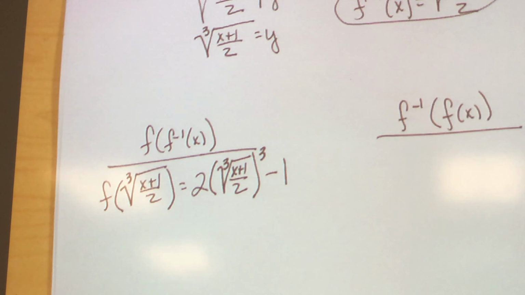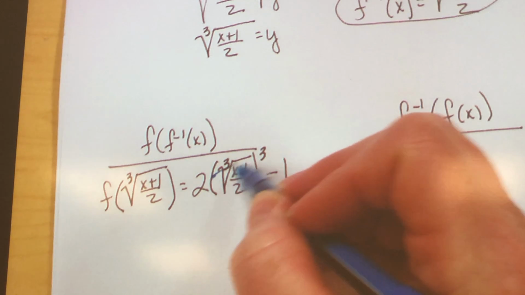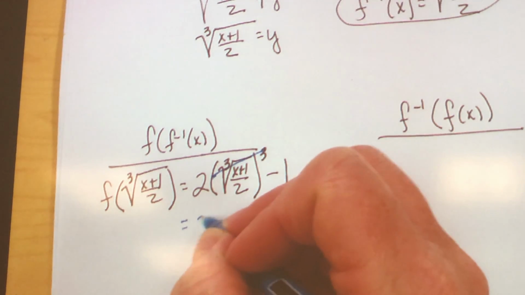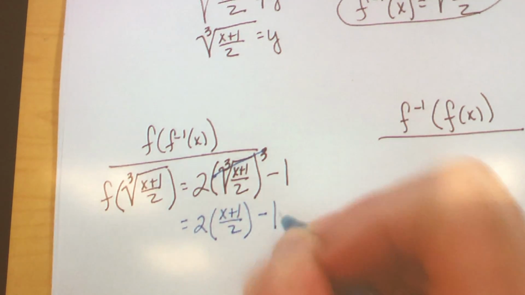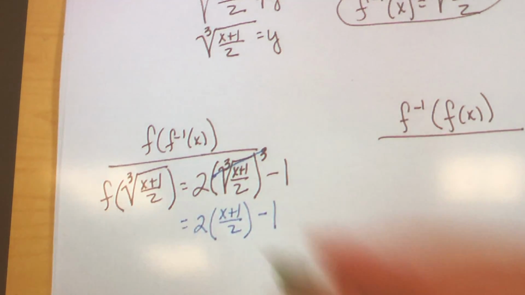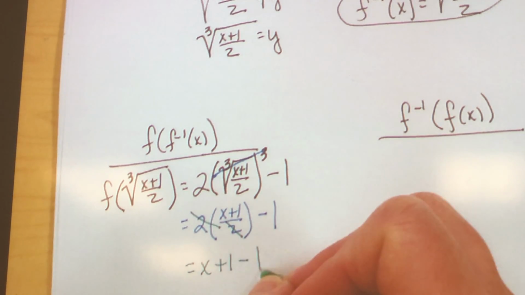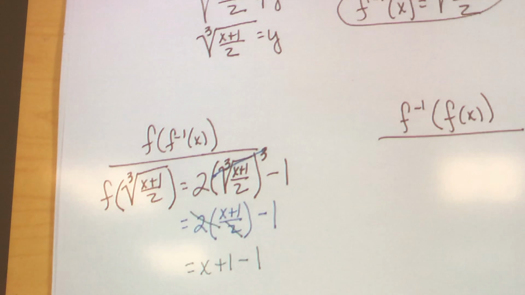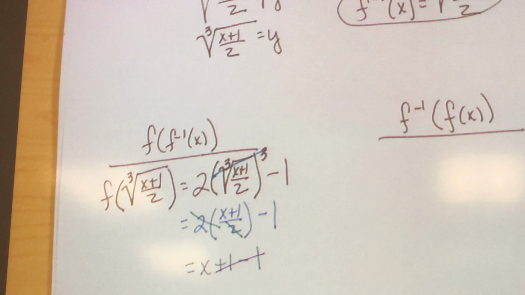Cube root takes away the cube. Yes, these cubes and this cube root, they do away with each other. And you're left with 2 times (x plus 1) over 2, minus 1. Can I slash my plus 1 and minus 1 now? No, you cannot, guys. Okay, what do you have to slash now? Your 2's. So then you're left with x plus 1 minus 1, and now who slashes? Yeah, plus 1 minus 1. And what is it equal to?